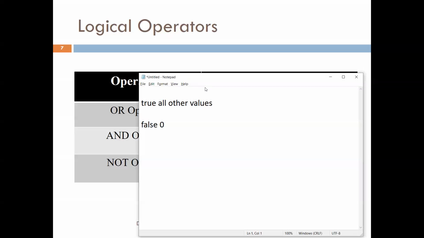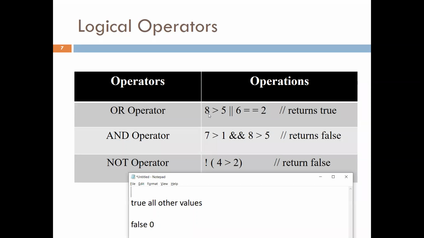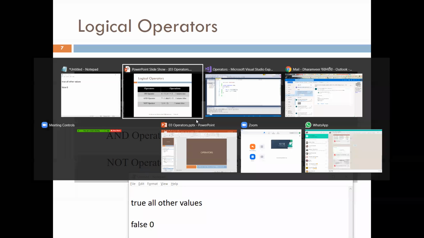So let's come here once again. 8 is greater than 5. Is it true? Yes. So this will return 1. Okay, 1 or 6, both of them are true, is equal to 2. Will it be true or not? Will it be true?